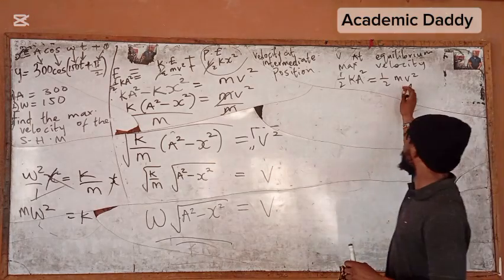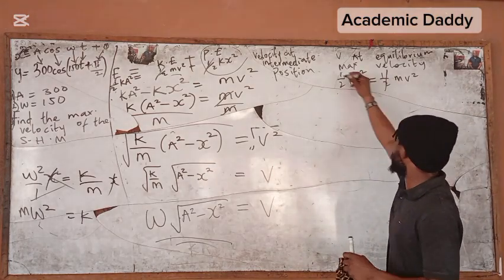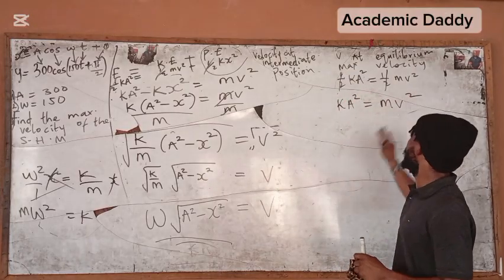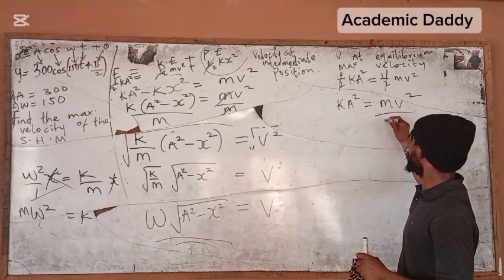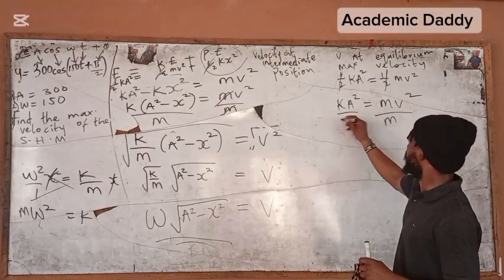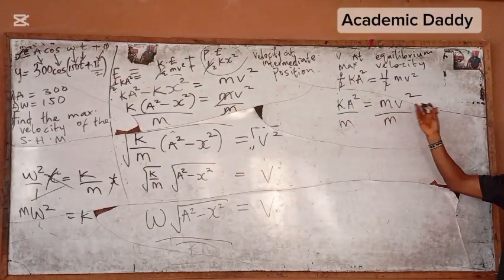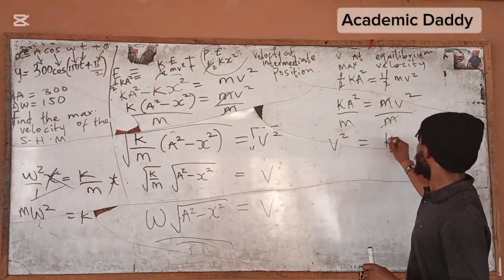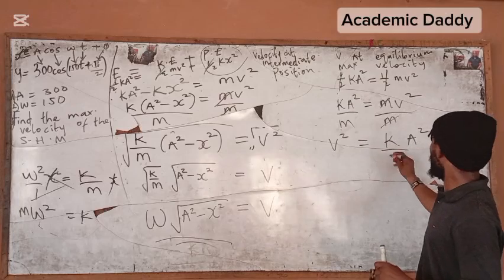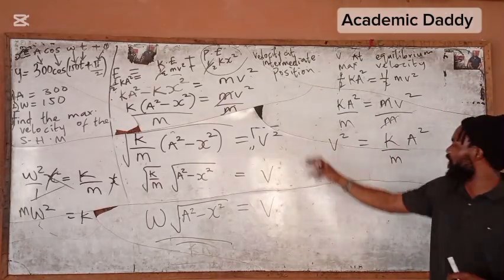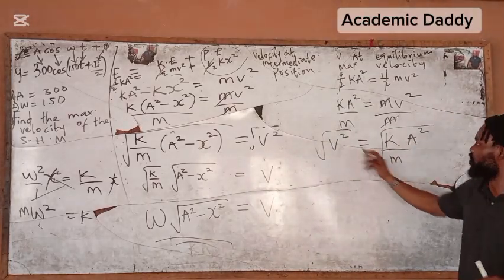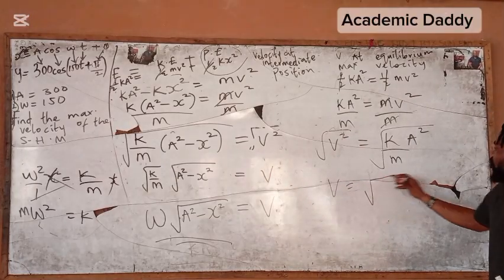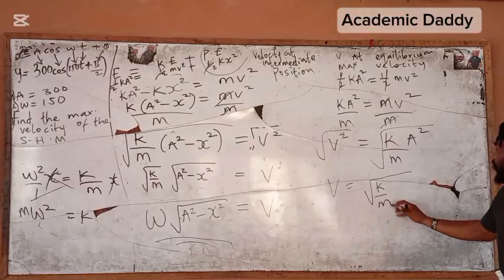So if I compare this, I have half cancel half. So Ka squared is equal to mv squared. I can divide both sides by m, because it's v I want to get now. So this will cancel, and I have v squared is equal to Ka squared over m. Taking the square root of both sides, I now have v is equal to square root k over m, times a.